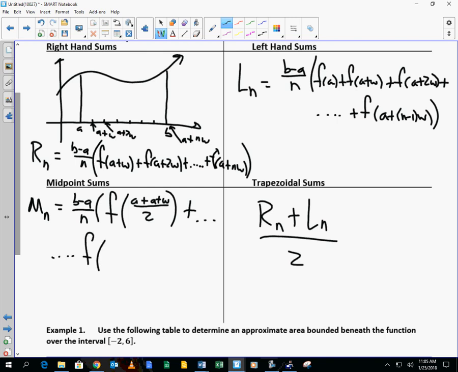What would my last one be? A plus nW, and then the one before it was A plus n minus 1 times W, all divided by 2. So you have to average them to get that middle. That's how we get it. Now, I'm just writing generic notes up here. I don't want to get too deep into this. I want to get to the actual application we're going to use. Are you ready?